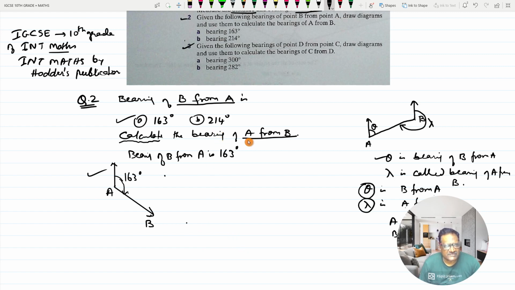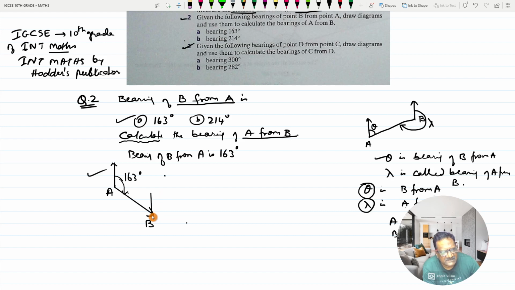Now he has asked you to calculate the bearing of A from B. So if you want to calculate the bearing of A from B, at B you will have to draw again the north direction. So at B you will draw again a north direction like this.